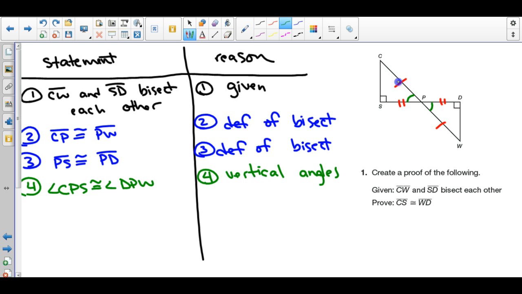And now that I have a side, an angle, and a side, and over here I have a side, an angle, and a side, I can make the conclusion that my two triangles are congruent to each other. So I'm going to say triangle, which one is this? CPS is congruent. So if I say CPS, I'm going from the 1 tick mark to the 2. I would have to say WPD.